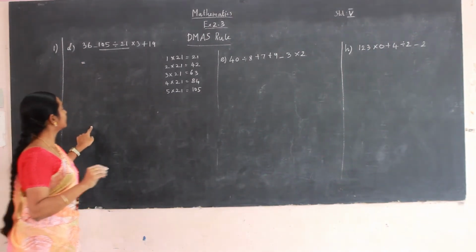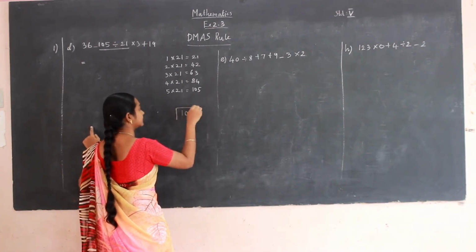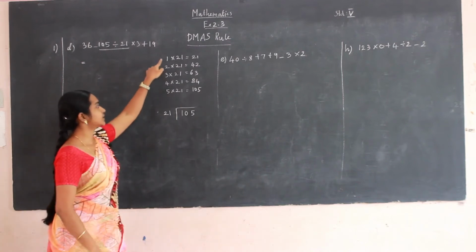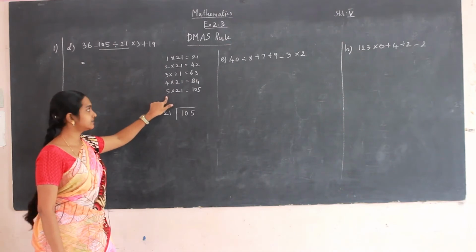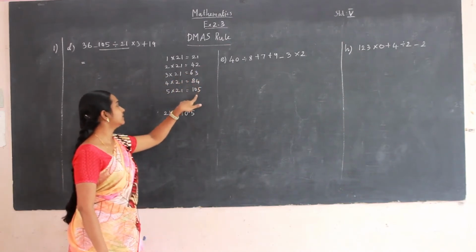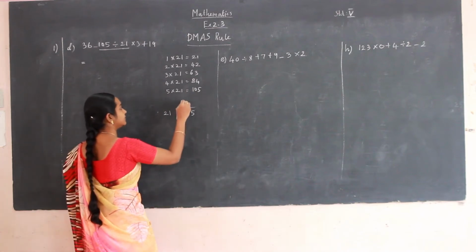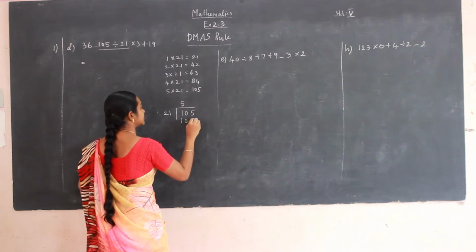First divide 105 and 21. I have written the 21 table here. Find the number nearer to 105. We have 5 into 21 equal to 105. So write 5 in the quotient. 5 into 21 is 105.